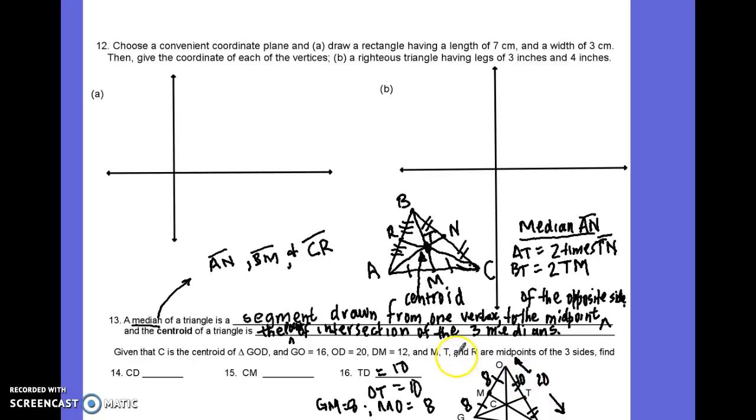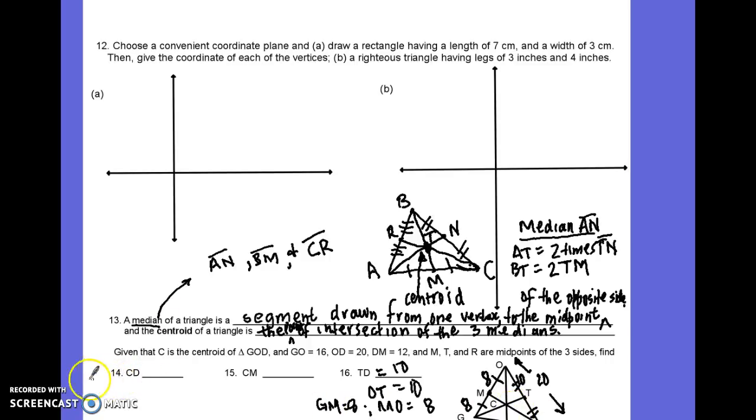Now let me take you into a tougher one, and this might be the bonus here, so listen carefully. Number 14, CD. The distance from C to D, from the centroid to here, this is the longer distance. What do they give us? They give us that DM is 12. So DM from one vertex D to M is 12. So that's the overall length of this median is 12.